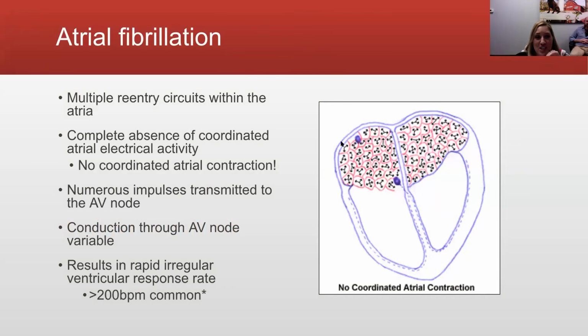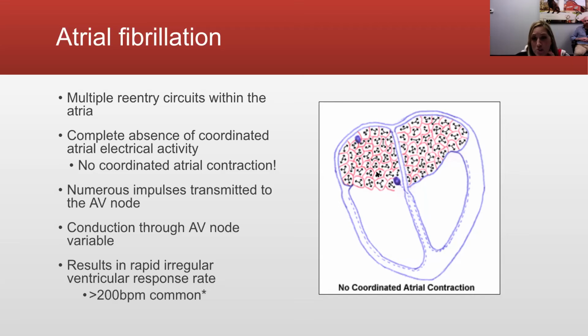With atrial fibrillation, there are multiple reentry circuits within the atrium. So if this is a normal heart, you have all these little reentrant circuits within the atria, multiple little circular motions going around and around. That results in a complete absence of coordinated electrical activity in the atria, and so the atria are not going to be contracting. So you lose your atrial contraction, which normally contributes about 20 to 30% of cardiac output.